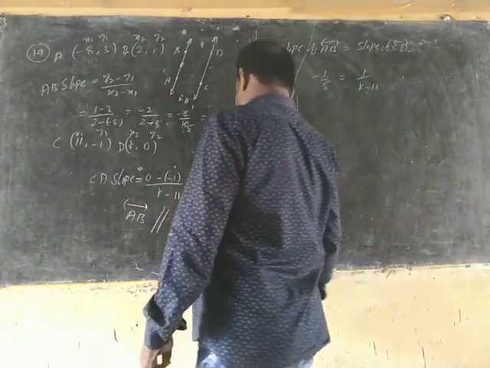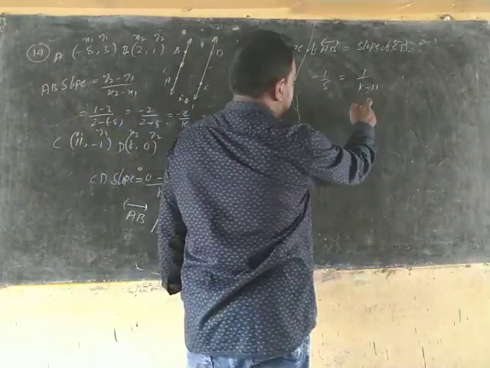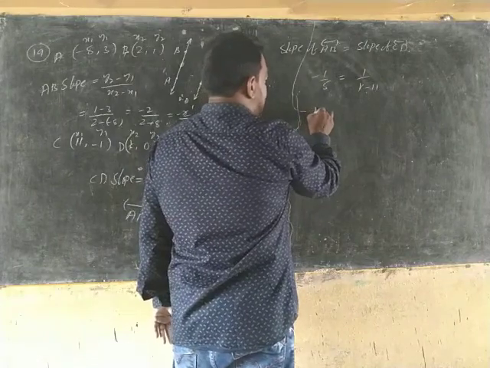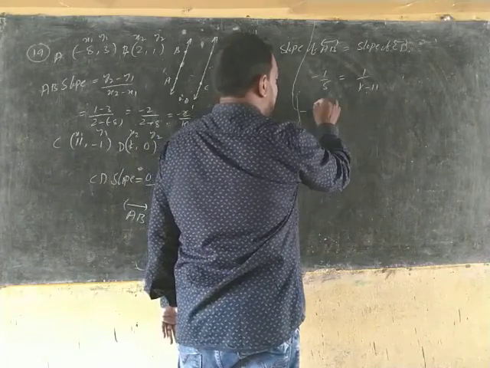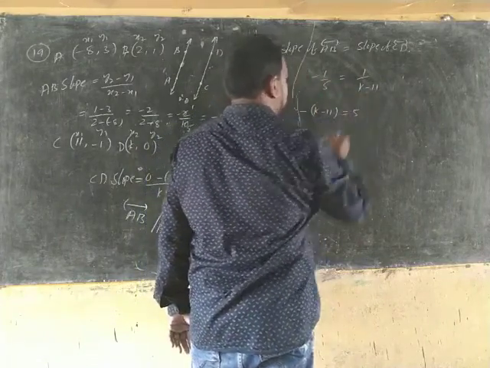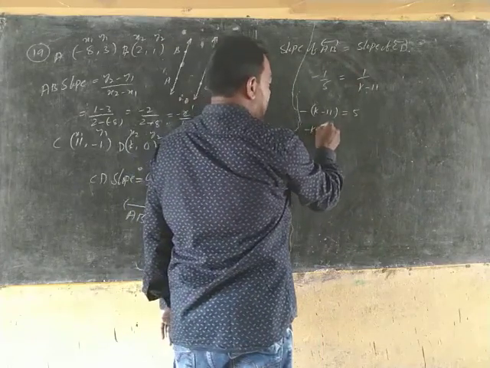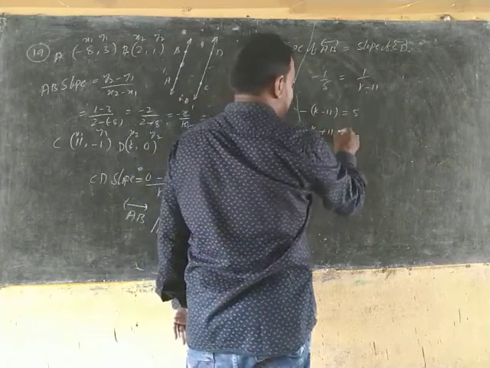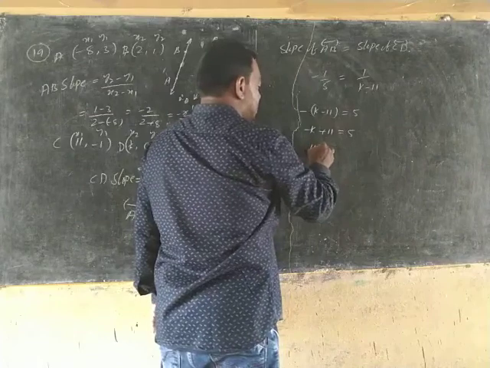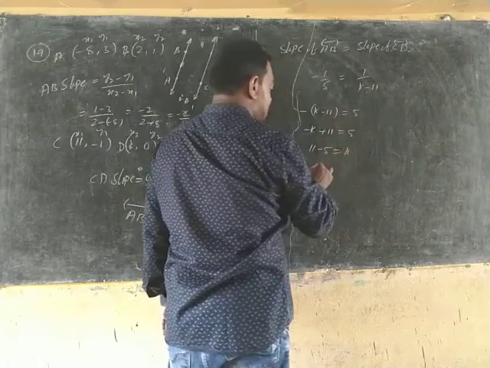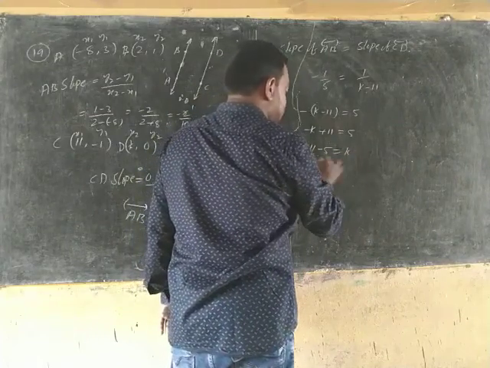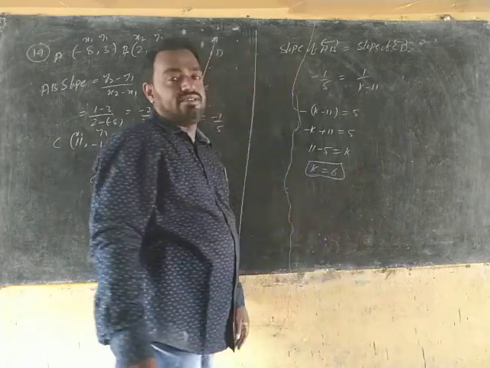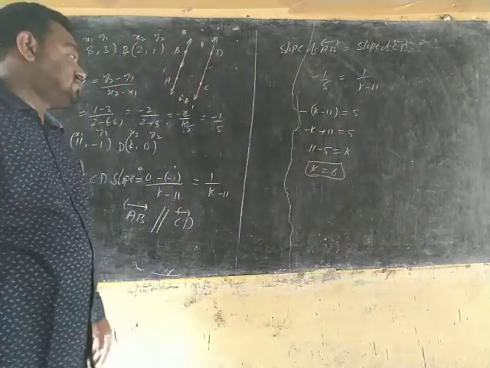You do now cross multiplication. This is minus of k minus 11 is equal to 5 into 1, 5. This is minus k, minus into minus plus 11 is equal to 5. 11 minus 5 is equal to k. K is equal to 6 is the answer.